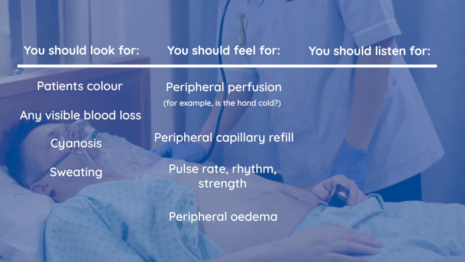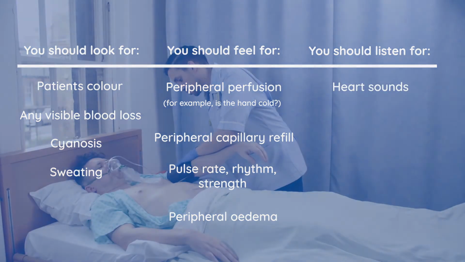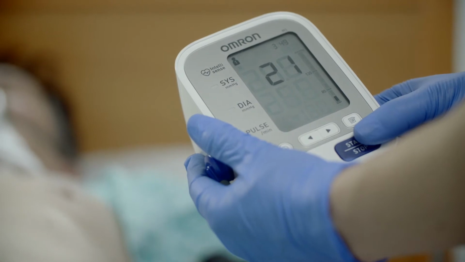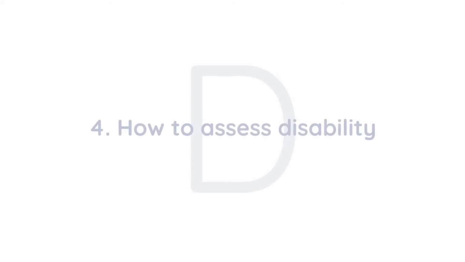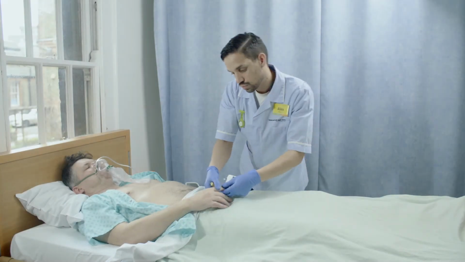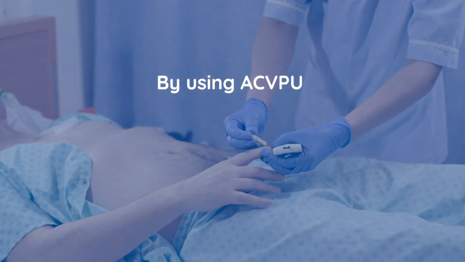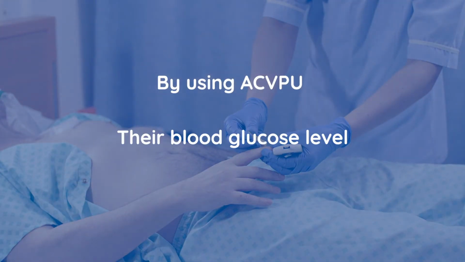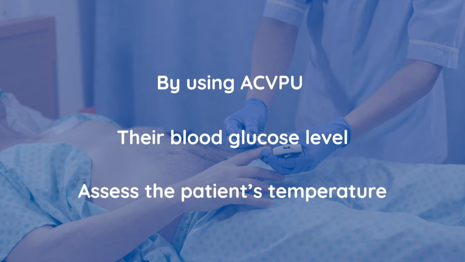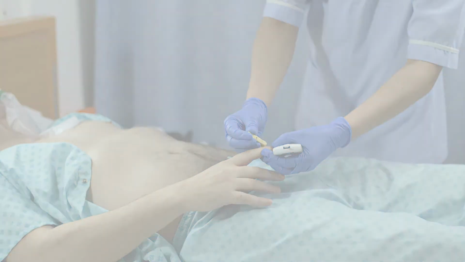You should listen for heart sounds and measure heart rate, blood pressure, urine output, and capillary refill time. How to assess disability. Assess their consciousness level by using ACVPU, their blood glucose level, and assess the patient's temperature.